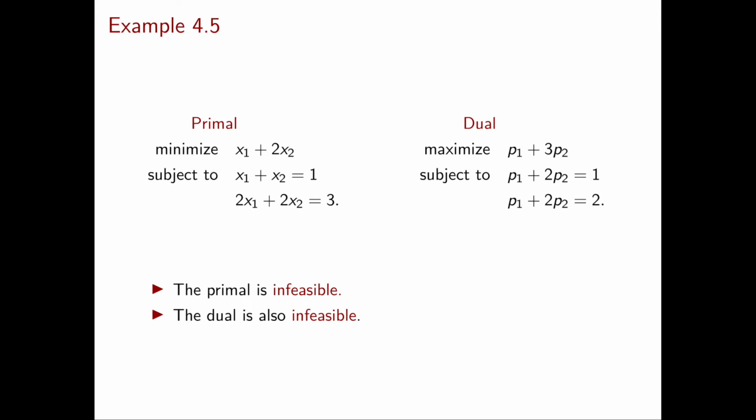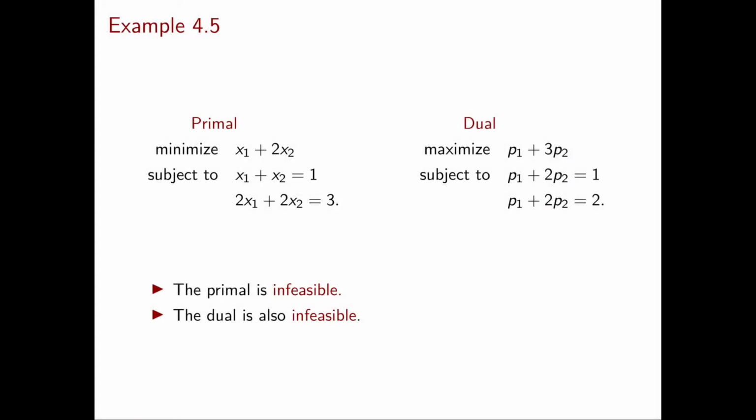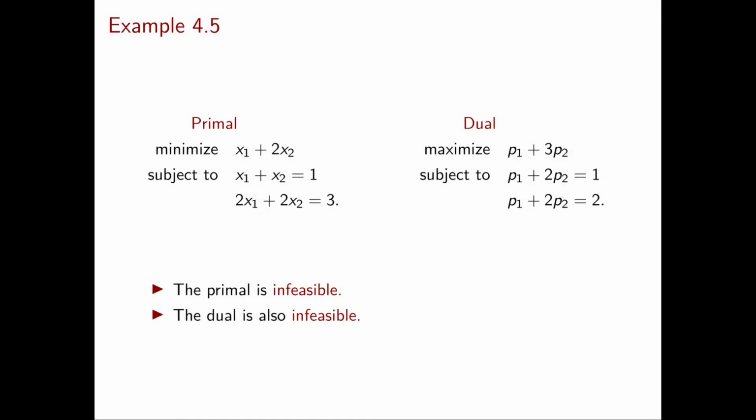Clearly this problem is infeasible, because if x1 plus x2 is equal to 1, then 2x1 plus 2x2 is equal to 2 and not 3. If we write down the dual problem, we obtain the problem of maximizing p1 plus 3p2 subject to p1 plus 2p2 equal to 1 and p1 plus 2p2 equal to 2. Of course, the two equality constraints contradict each other, and so the dual problem is also infeasible.